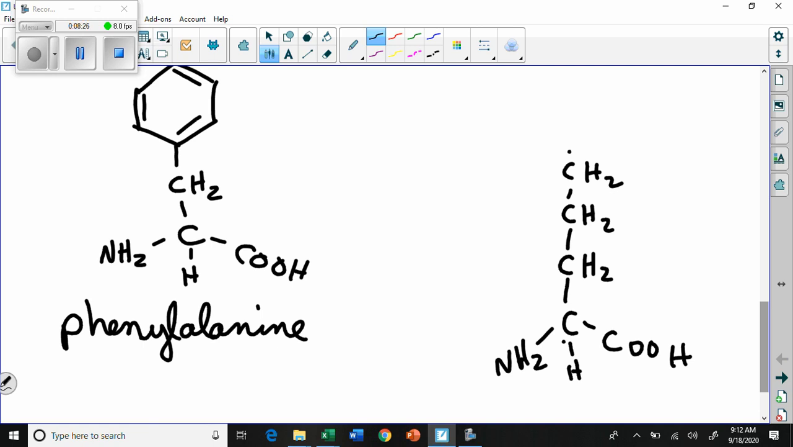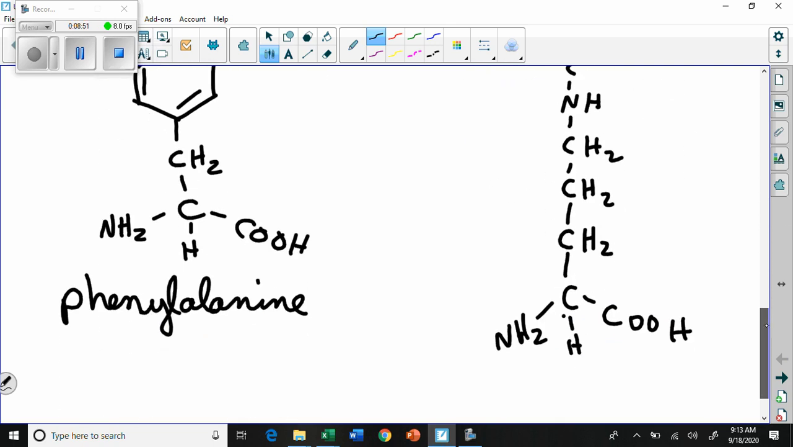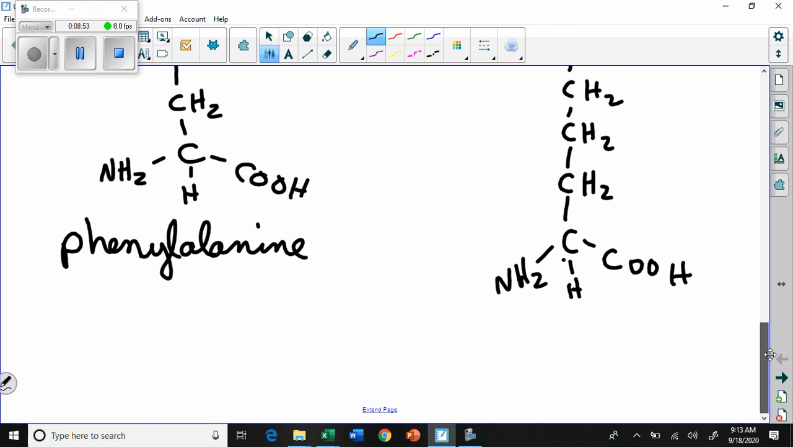Then there's an N with an H on it. And then there's another C. Uh-oh, I hope I don't run out of room. There's another C. And this one then has an N and an H2 stuck up here. And then there's a double bond over here to an NH3 plus, and so on. So that's a very complicated one, right? It's one of the bigger ones. Arginine.